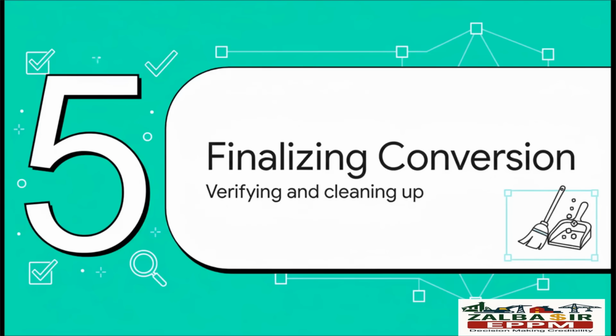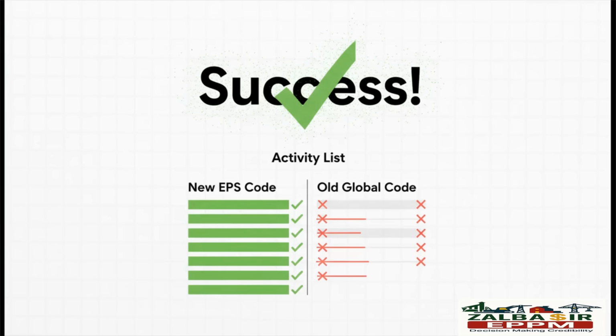We are in the home stretch. The data has been moved, but we're not quite finished. We have to double-check that everything worked like it was supposed to, and then we'll do a final cleanup to leave our database sparkling. And just like that, success. If you go check your project, you'll see all those values are now sitting nicely under the new EPS activity code. And even better, because we basically imported an empty column for the global code, P6 wiped out the old assignments for you, so you've moved the data and cleaned up the project all in one go.